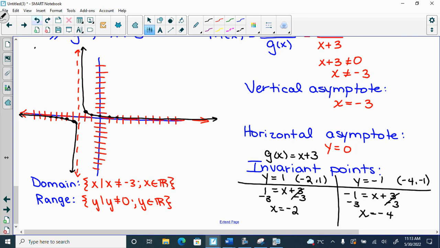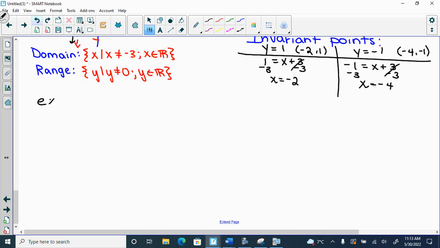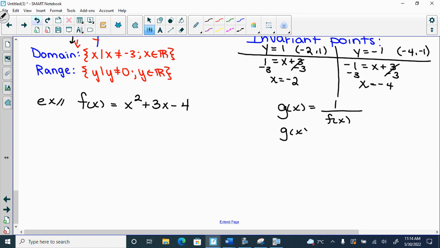What happens if f of x is a quadratic? Which is grade 11 at its finest. So, example, we're going to use f of x again. F of x equals x squared plus 3x minus 4, and then g of x equals 1 over f of x. So it's still a reciprocal, but it's a reciprocal of a quadratic. So g of x equals 1 over x squared plus 3x minus 4.